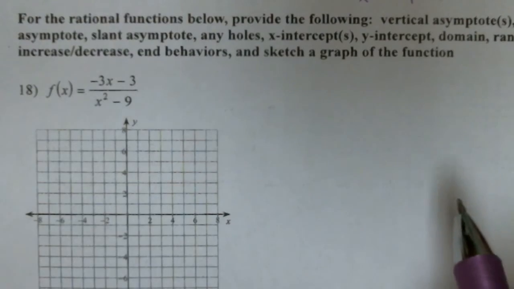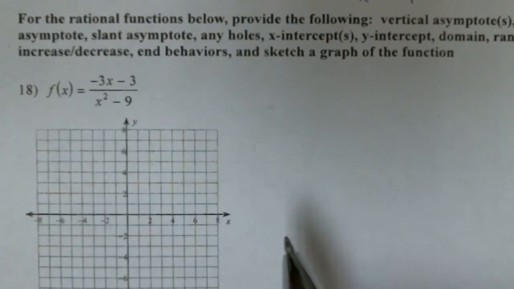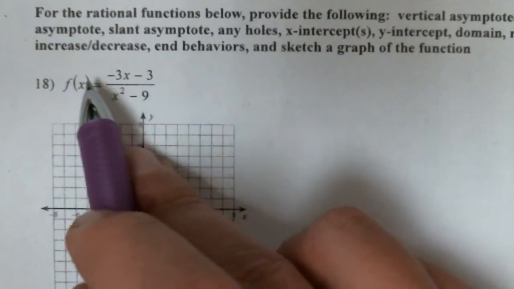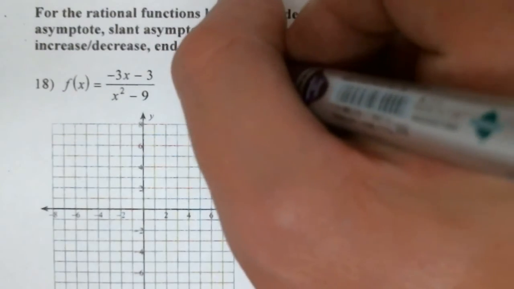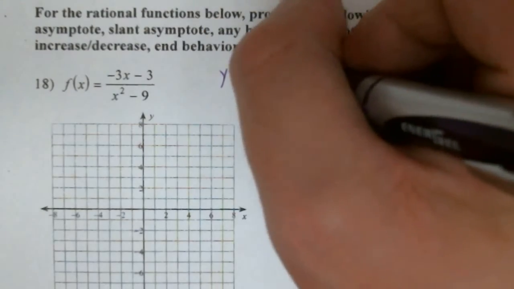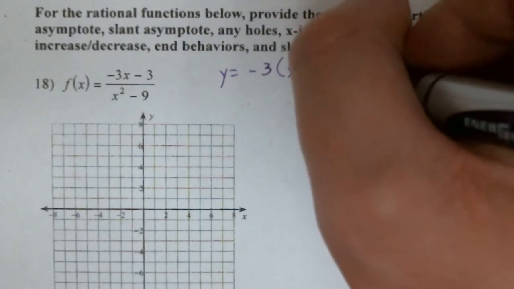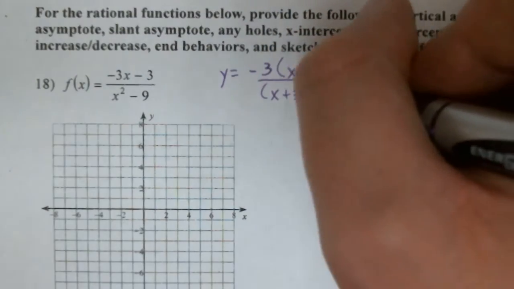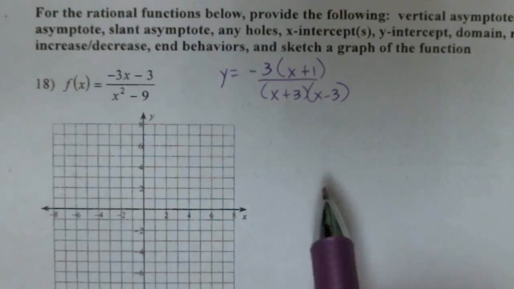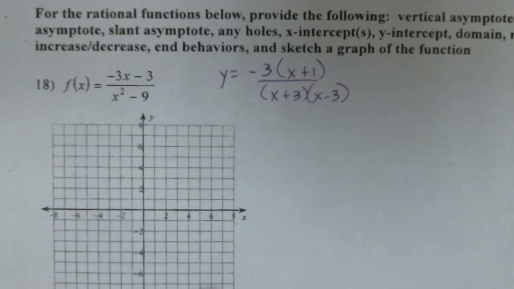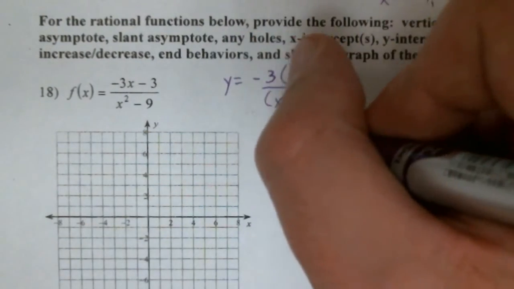All right, so let's start with our vertical asymptotes. First thing I want to do is simplify all this stuff. On the top, I can pull out a GCF. So I'm going to say f of x, or I'll just change it to y equals, the same thing. Let's pull out a negative 3. That's going to leave me with x plus 1. That's the difference of squares. That would be x plus 3, x minus 3. I really can't go any further unless I simplify my rational expression so I can see where the zeros are.